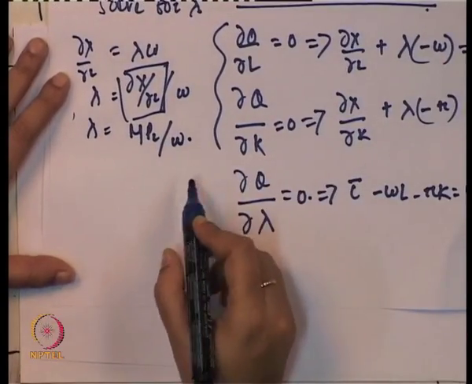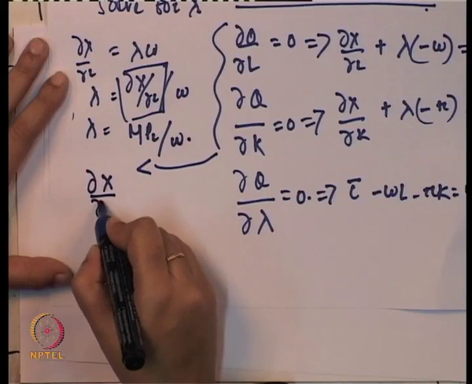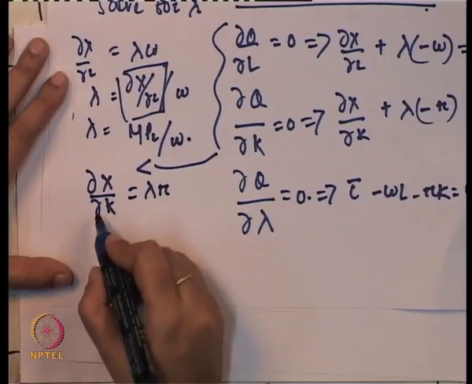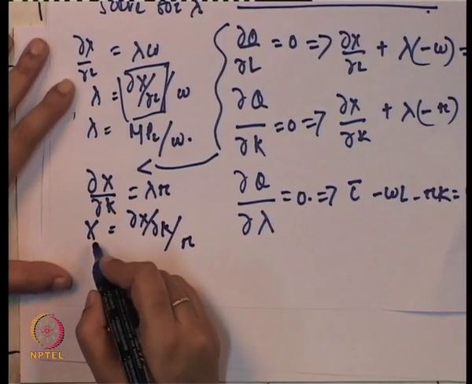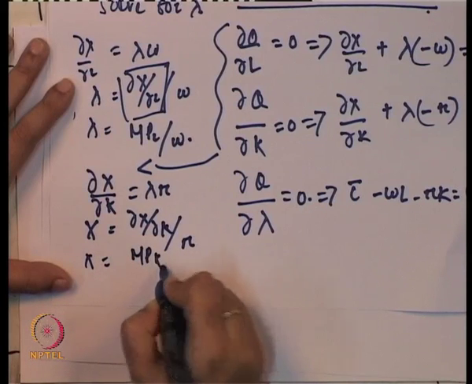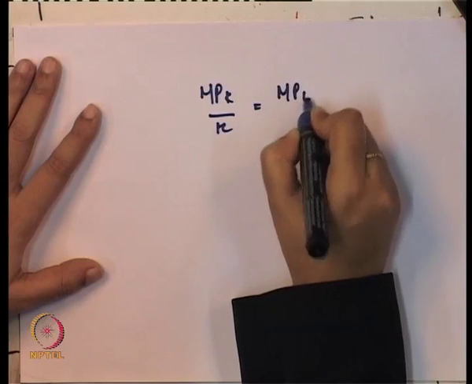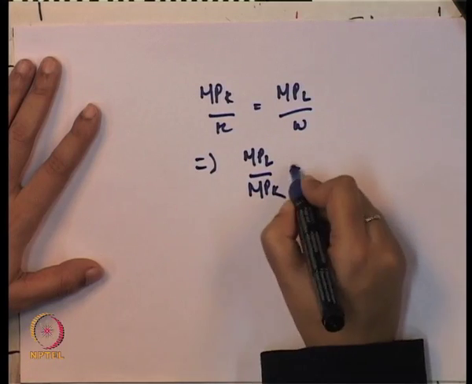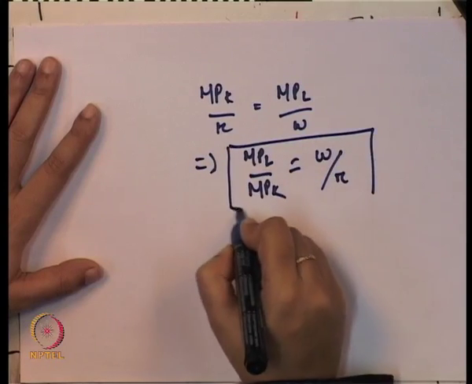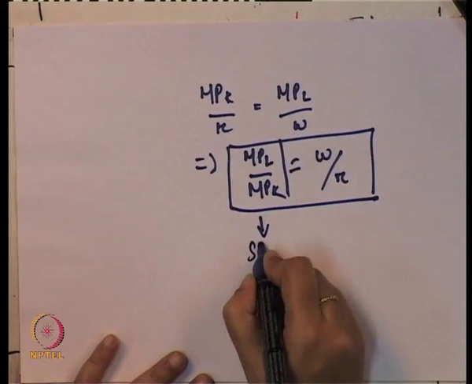Similarly, from equation 2, if you solve for the value of lambda, then del x by del K is lambda R, or lambda is equal to del x by del K divided by R, and this is MPK by R. After solving for lambda from both, MPK by R is equal to MPL by W, which leads to MPL by MPK equal to W by R. This is the first order condition for the least cost input combination, because this represents the slope of the isocost.